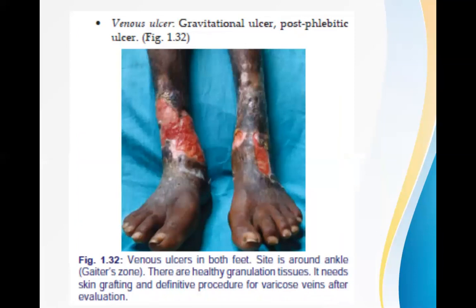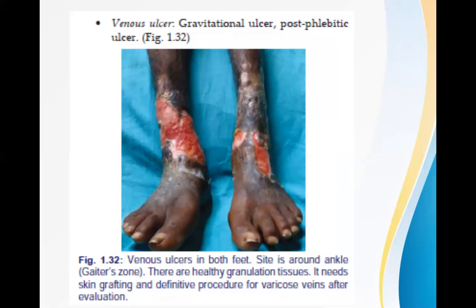Now, this is a venous ulcer. A venous ulcer. This is a typical site for venous ulcer. Now give me two important causes for venous ulcer formation. What are those diseases after which venous ulcer is formed? Yes. What are those conditions? Varicose vein, sir. One is varicose vein. Second. Thrombophlebitis. Okay, you can say thrombophlebitis or you can say deep vein thrombosis.